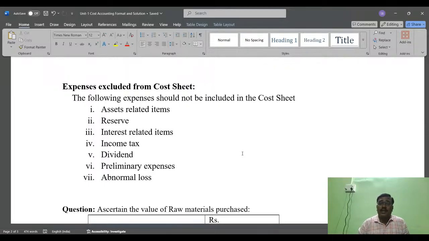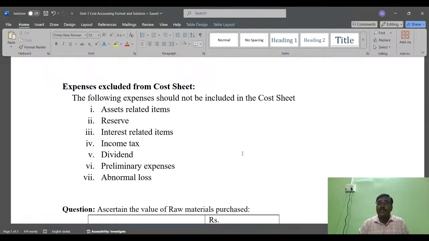One is asset related items, because all assets are not expenses. It is not a revenue expenditure, rather it is a capital expenditure. Second item is reserve. Reserve will be shown in the liability side of the balance sheet, so it is not a cost. Interest related items like interest on debenture, interest on bank loan. Is it a cost incurred to manufacture product? No, it is not directly related to converting raw material into finished products. So it is an indirect cost and will not be included. It is a financial cost. Income tax, that is also a financial cost.